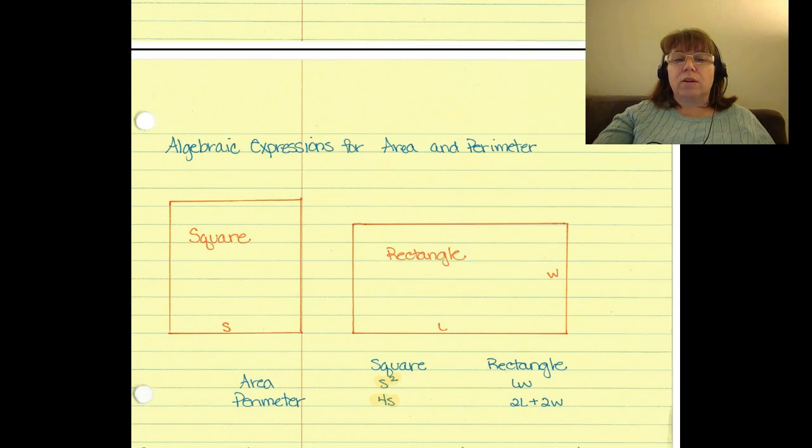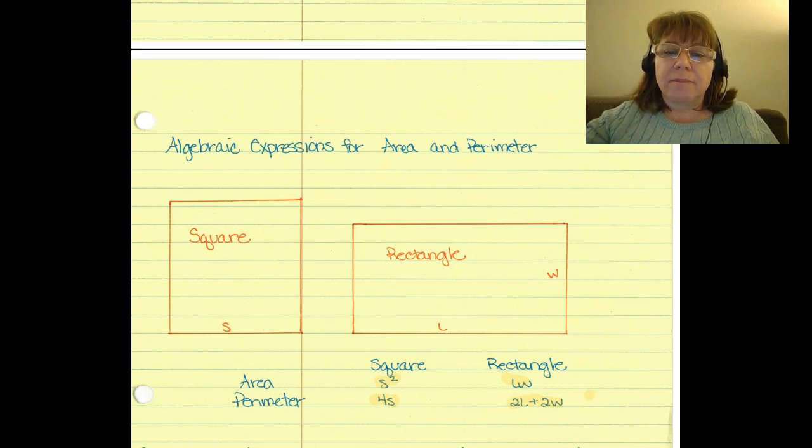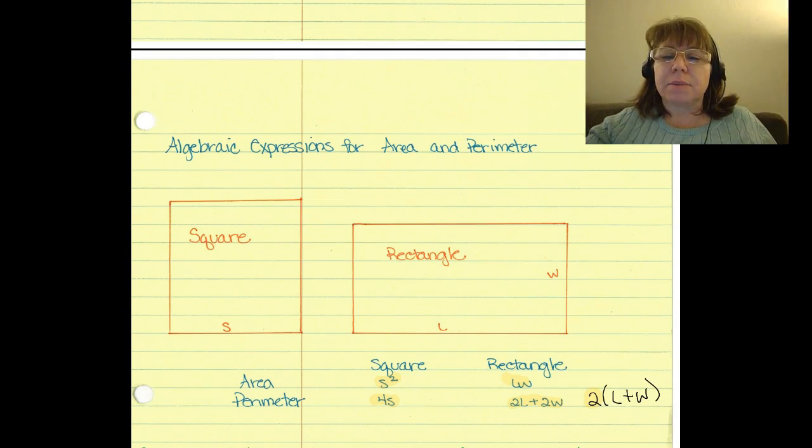With a rectangle, my area is going to be my length times my width. And then my perimeter, it's going to be length plus width plus length plus width. I have two lengths, I have two widths, so my standard formula is 2L plus 2W. But there's one more thing we can add to that. We can pull out the 2, and it could be 2 times length plus W.